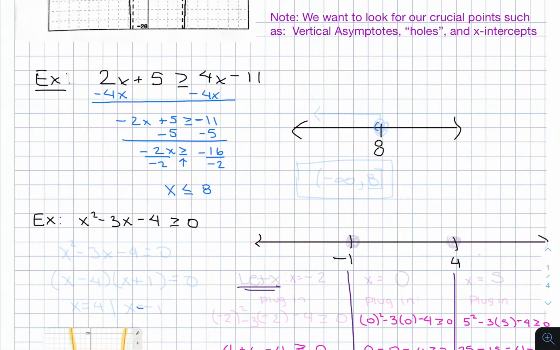Since it's less than or equal to 8, 8 is being included, and all the x values that satisfy it are anything to the left of 8. In interval notation, this would just be anything from -infinity up until 8, and this is going to be a bracket since it's being included. So this is our solution.